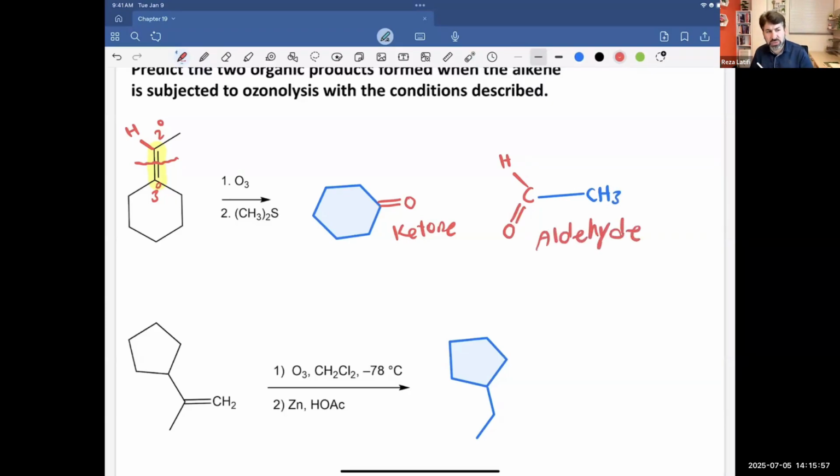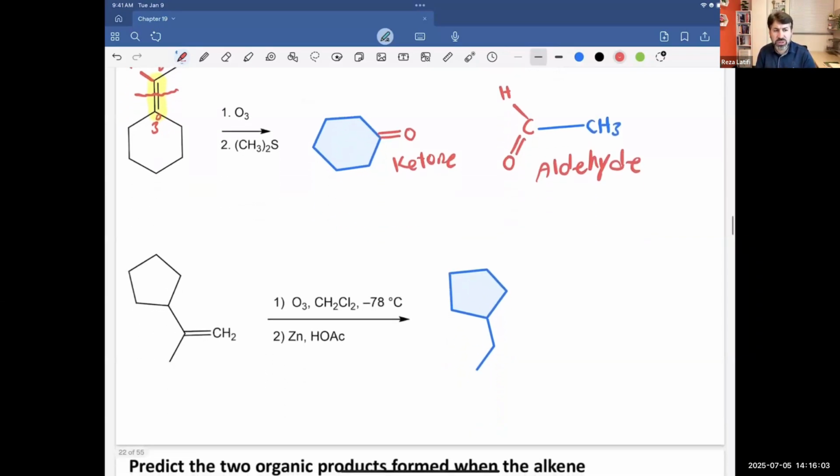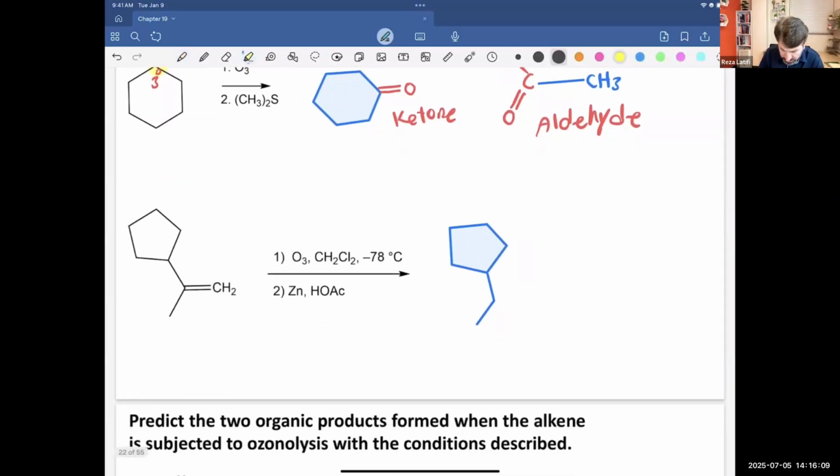So because I had one hydrogen attached to the double bond, I'm going to get aldehyde, and I got it. And on the other side, because there is no hydrogen attached to the double bond, it will give me only ketone. Again, let's highlight the double bond. Here you go, the double bond. And now I'm going to break this double bond. When I break this double bond, I will get ketone there.